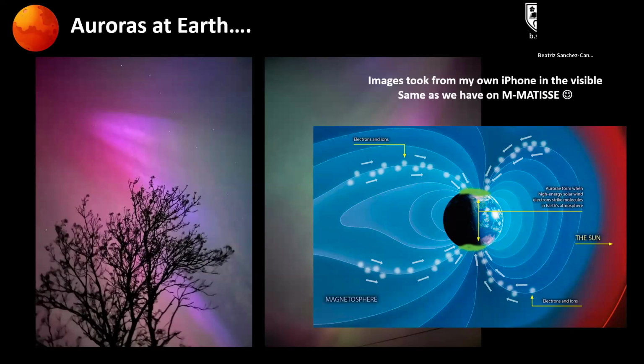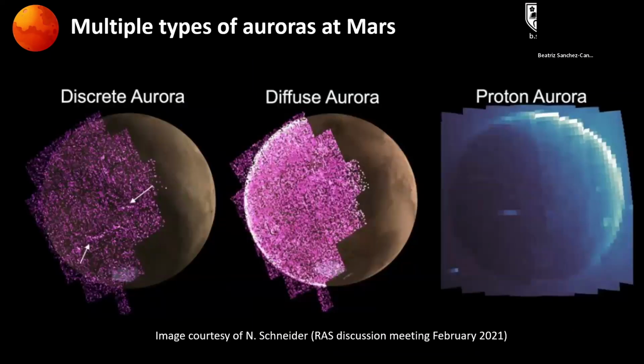But on Mars, that's not the case. There are many types of aurora, and basically Mars is glowing all the time. So if an astronaut goes to Mars, you will see auroras all the time.